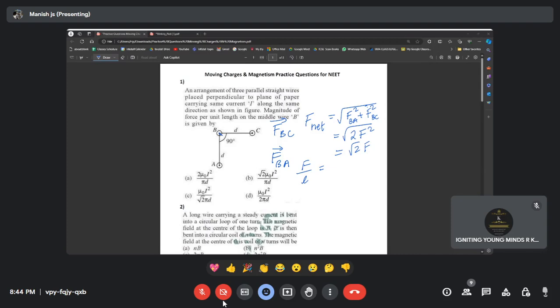Mu naught I into I dash upon 2 pi into A, you remember? Use that relationship. The current is the same, I only, so I times I is going to be I square anyway. That is the force acting per unit length. So try to make use of that relationship. Simple.